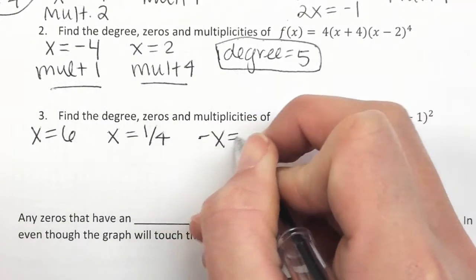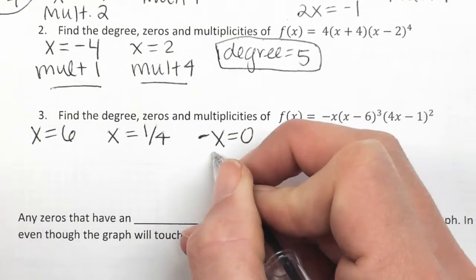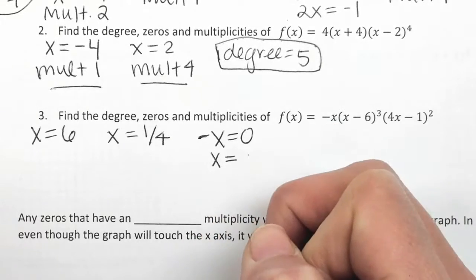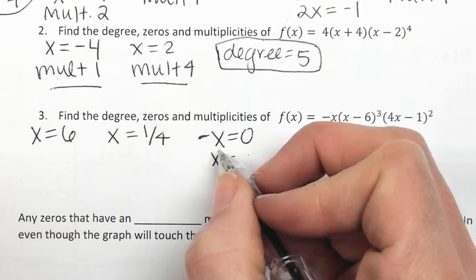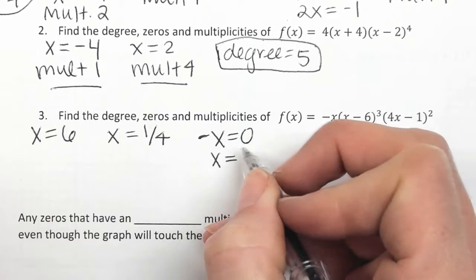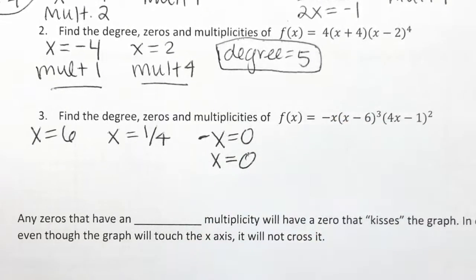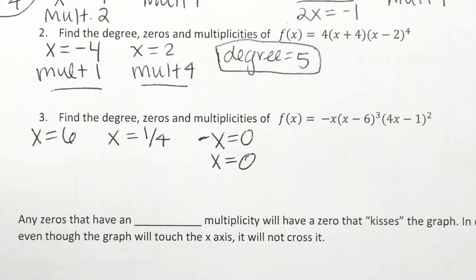If we set what's on the outside equal to 0, our x would be what? How do we solve for x right here? We'd have to divide everything by -1. What's 0 divided by -1? 0. So we have 3 x-intercepts for this polynomial.